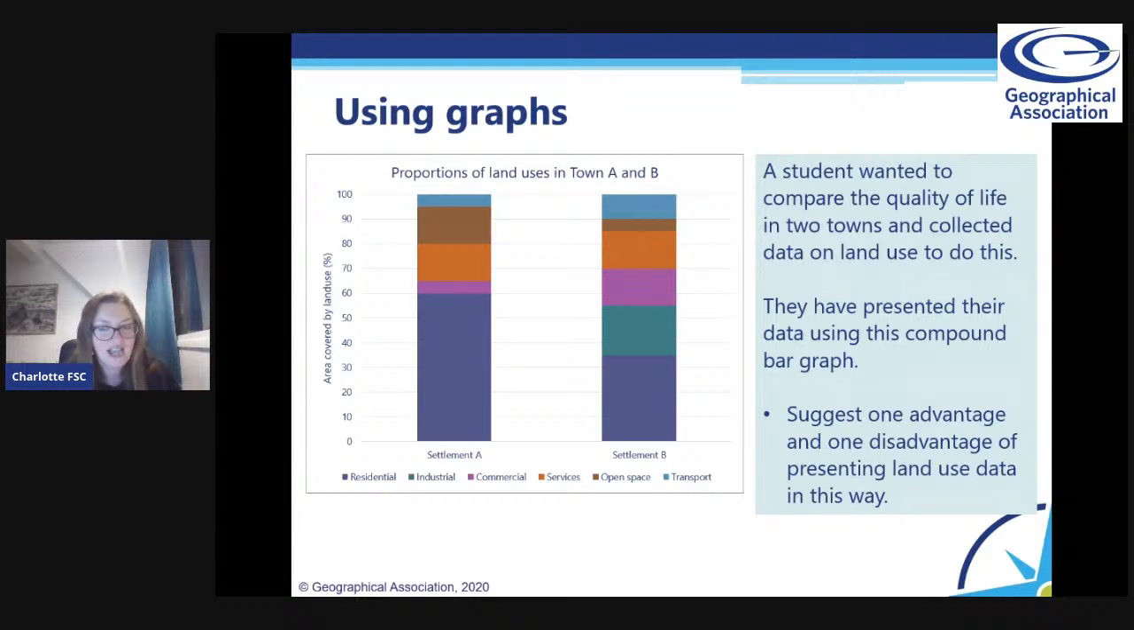So the command word suggest is asking you to give a reasonable, common sense option, in this case for one advantage and one disadvantage. So you wouldn't get marks for 2 advantages or 2 disadvantages that are correct. You need one of each. And you're commenting on the way that this data presentation option, this graph, represents land use data. Again, I'll give you a moment to think about that. There's space in the handout if you're using that.